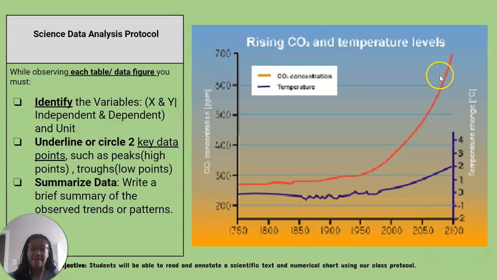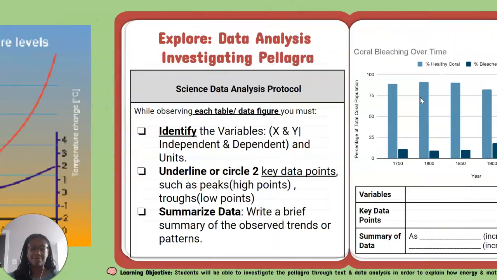This one doesn't really have any, but I might mention that they seem to be pretty stable with the levels of CO2 and the levels of bleaching. And finally, I would do summarizing of the data. So as the years went on, I noticed the CO2 concentration increases. So as the years increase, CO2 increases.